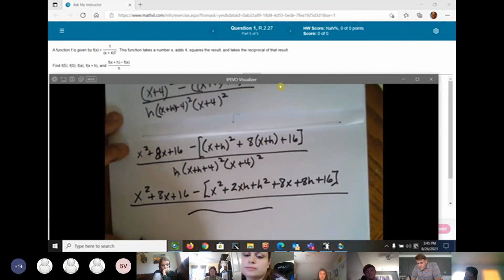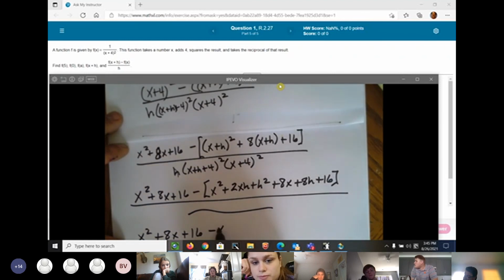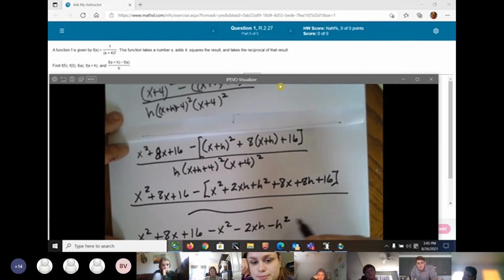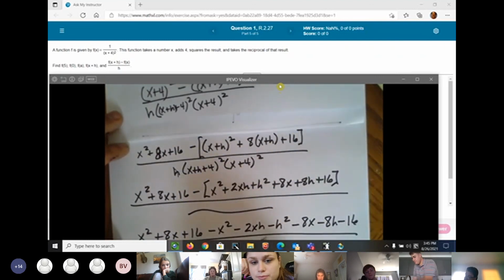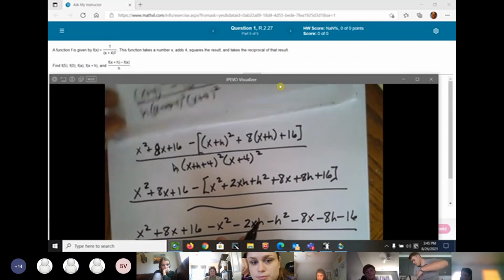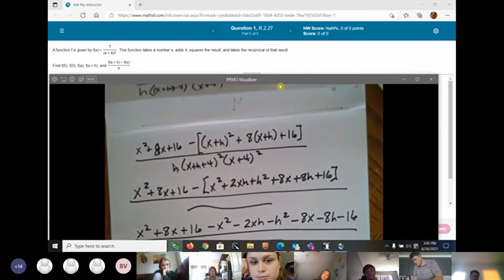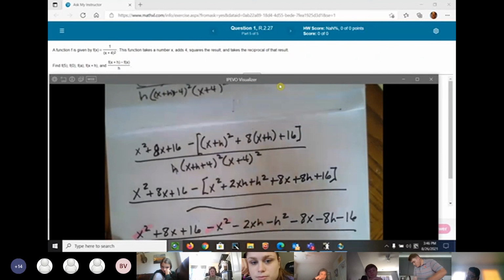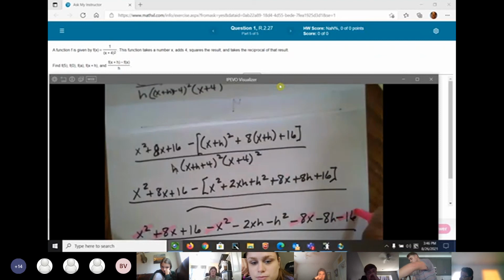And then that's going to be x squared plus 8x plus 16 minus x squared minus 2xh minus h squared minus 8x minus 8h minus 16, over all that trash. And then take your red highlighter, the x squared cancels, the 8x cancels, and the 16 cancels.